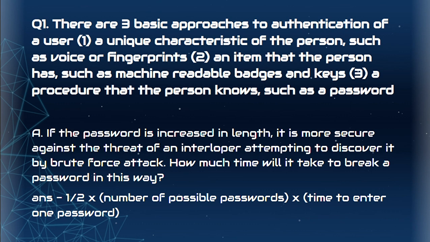So basically in this assignment we have two questions, question number 1 and question number 2. The first question is: there are three basic approaches to authentication of a user. First one is a unique characteristic of the person, such as voice or fingerprint. The second is an item that the person has, such as machine-readable badges and keys. The third one is a procedure that the person knows, such as a password. Now let's move to the question.